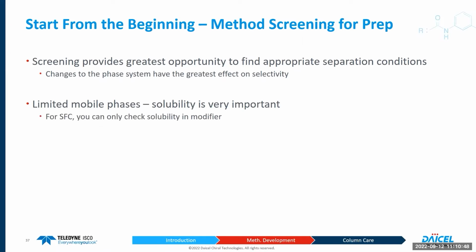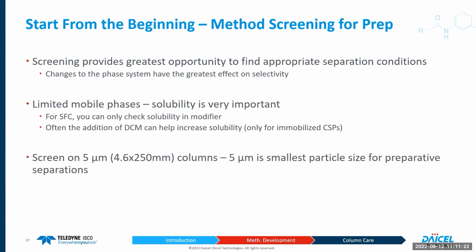It's a little trickier for SFC because in SFC, you can only check your solubility in your modifier. So you can only check it obviously in methanol, not CO2 methanol. But this is where the addition of dichloromethane oftentimes is helpful for SFC. This is only applicable for immobilized CSPs because, again, DCM is not compatible with coated columns. But if your solubility is suffering, that mixture of DCM methanol oftentimes is a nice workaround for bumping up the solubility to end up with a more productive SFC separation. And when you're doing this screening, at least our approach is we do the screening on 5 micron CSP.